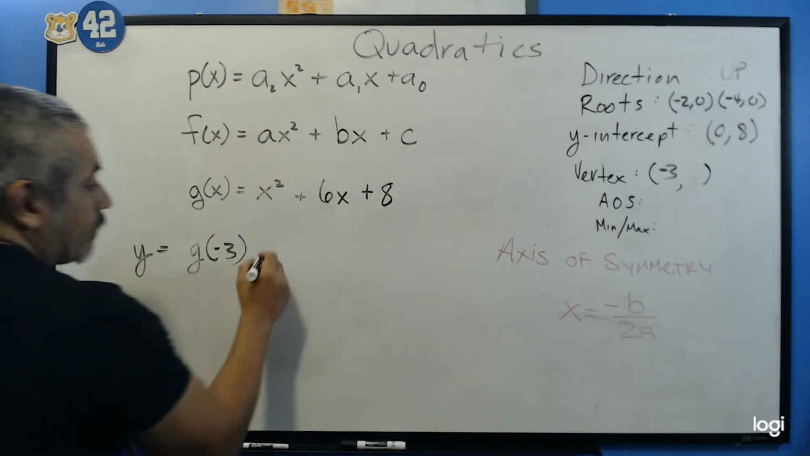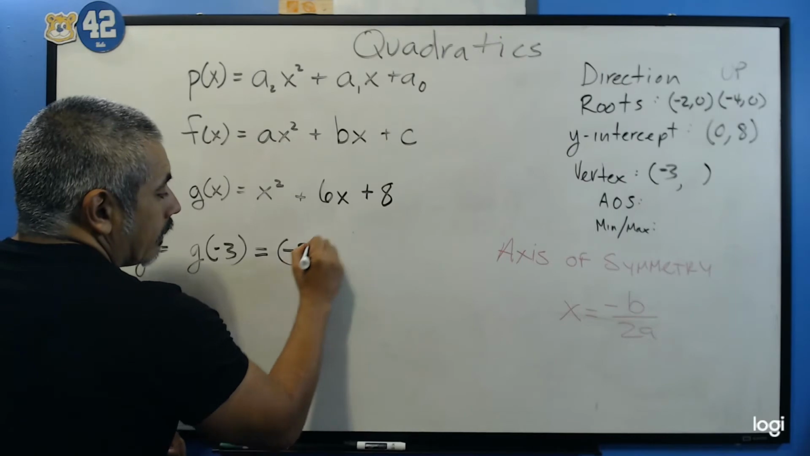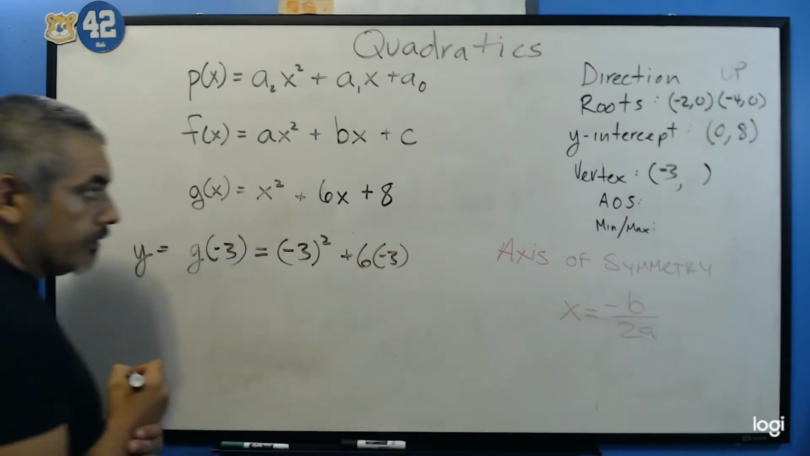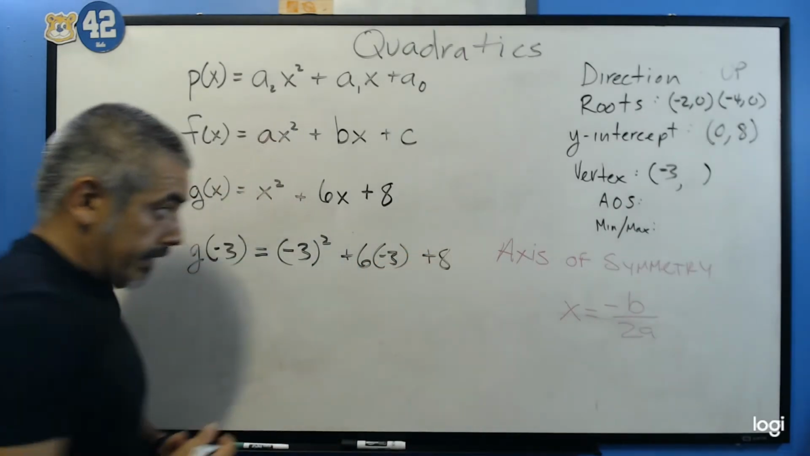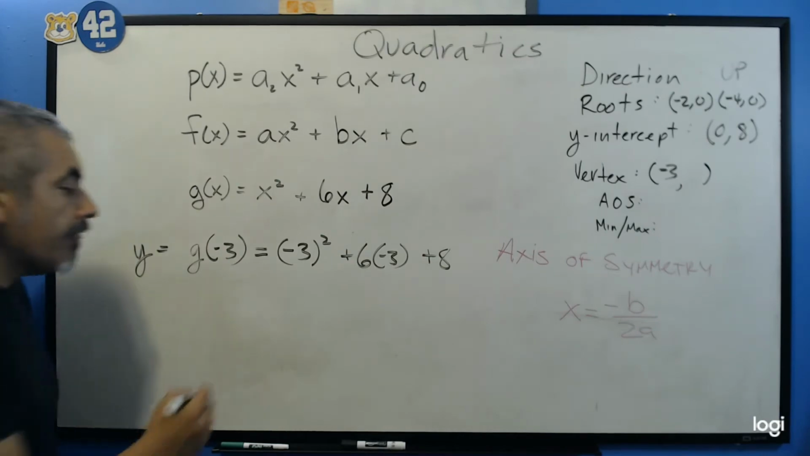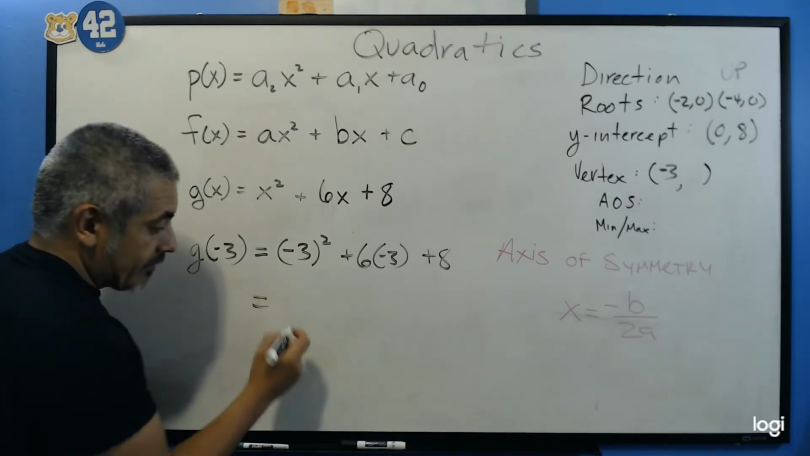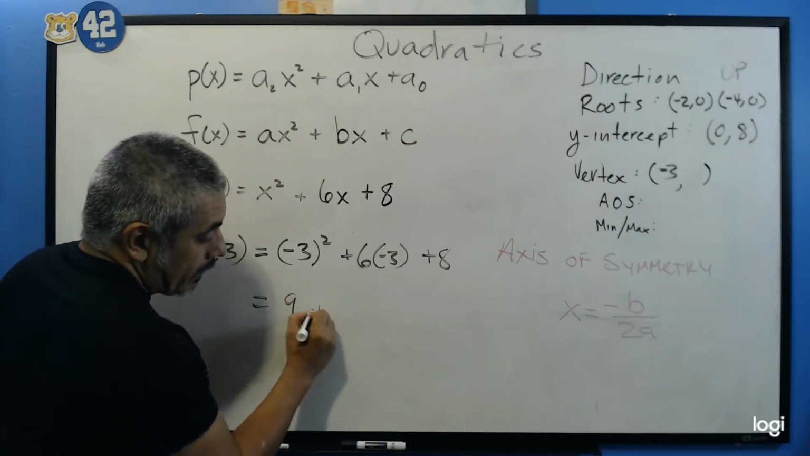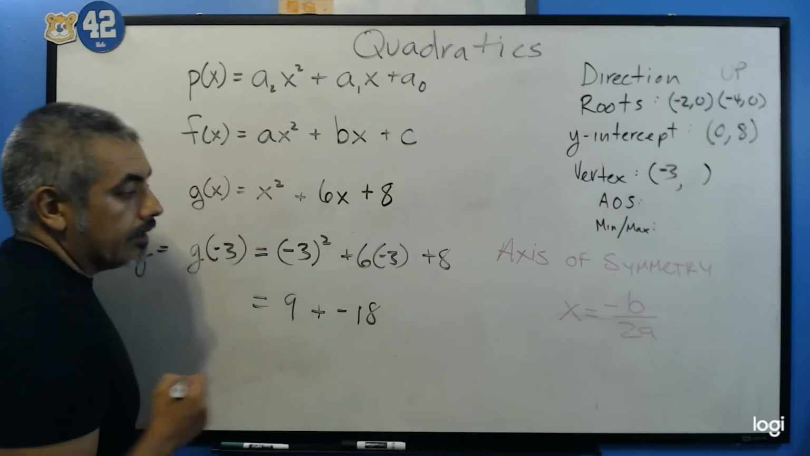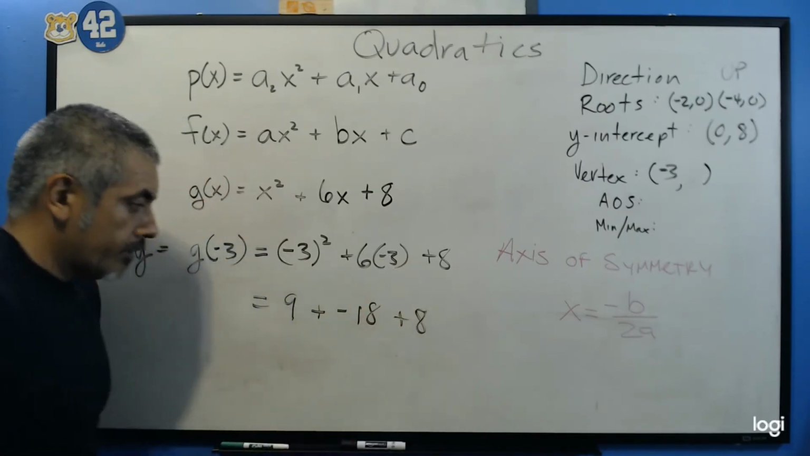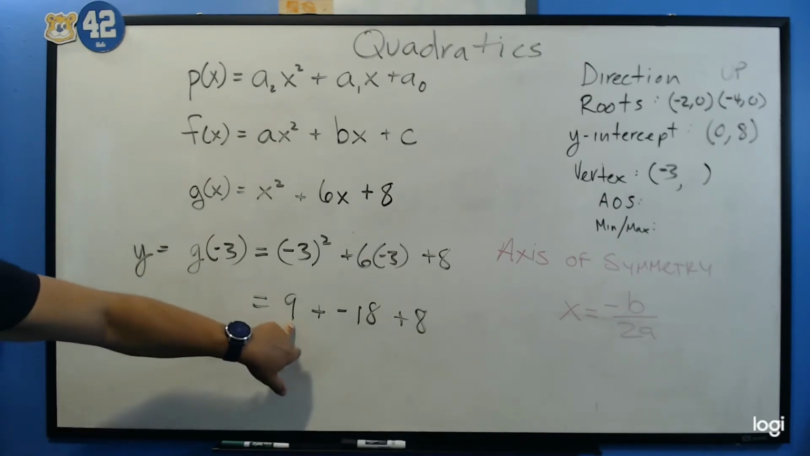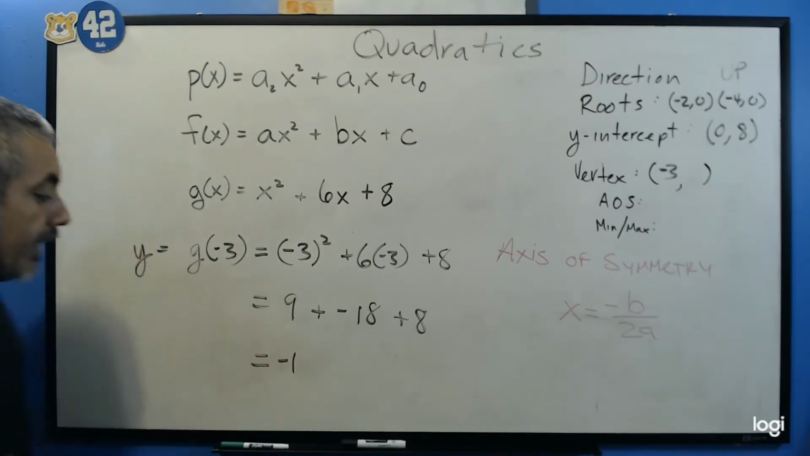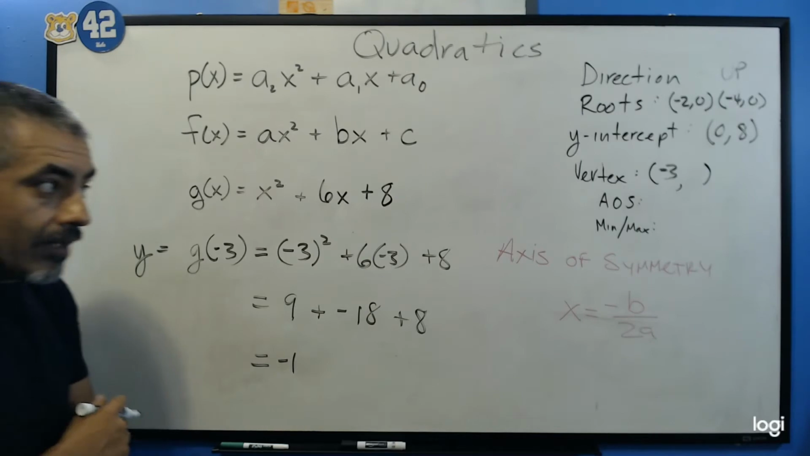So that's going to be g of negative 3, which is equal to negative 3 squared plus 6 times negative 3 plus 8. And after we do all the math, negative 3 squared is positive 9. Negative 3 times 6 is negative 18, so this is going to be plus negative 18. And finally, plus 8. And here we get negative 9 plus 8 is negative 1. So we end up with a y value of negative 1. Our g of negative 3 or our y value is negative 1.